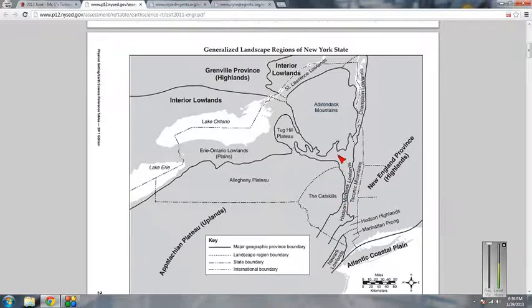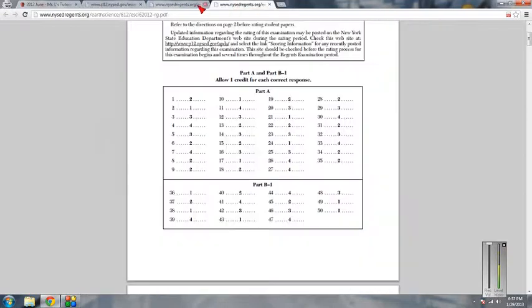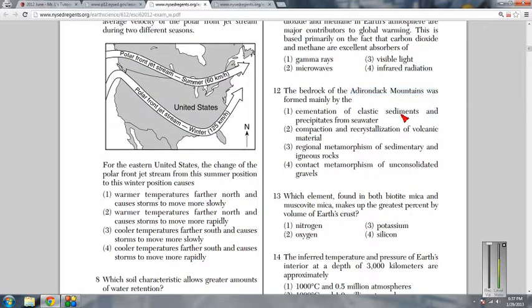And I always encourage my students to look at the reference table for these questions, but I just want to tell you, that's not what's going to give you the answer this time. What the question is really asking is, it doesn't matter about the Adirondack Mountains. It's asking how do mountains actually form. So let's look at these answers and see what type of process they're actually talking about.